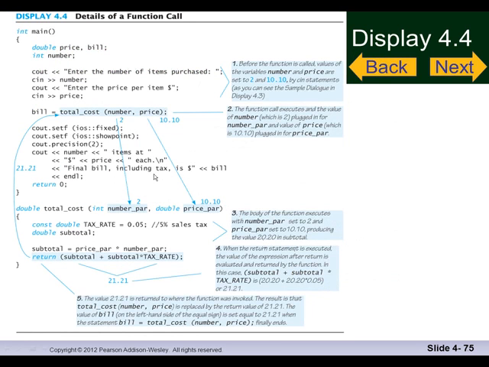So in this case, I have a price, I have a number. When I call this function, it's going to come down here into this one. It's going to get the number and the price. The number is 2, the price is 10.10. It's going to take those two, go through this one, and do all its calculation. It's going to calculate this one, that's just 21.21. It's going to return, so this whole thing is going to be replaced with 21.21.